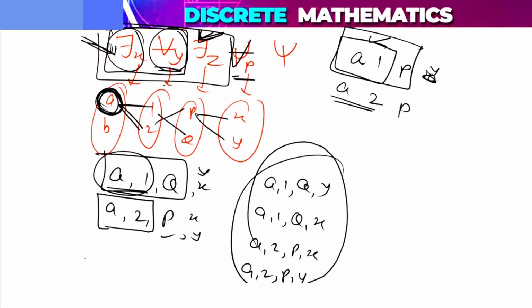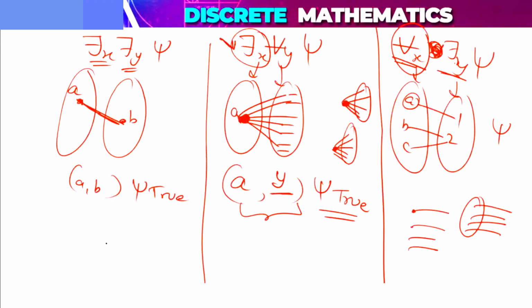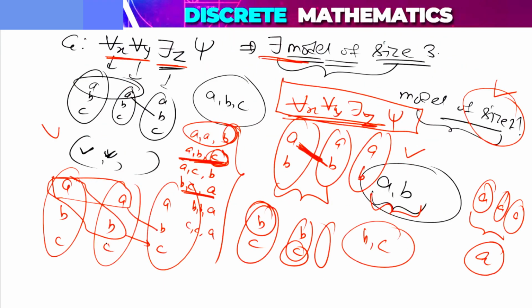Very easy, nothing hard here. Now let's come back to our question. So this was our question here. We have done it. So we cannot guarantee a model of size 2. We cannot guarantee a model of size 1. Okay, now let's see more.